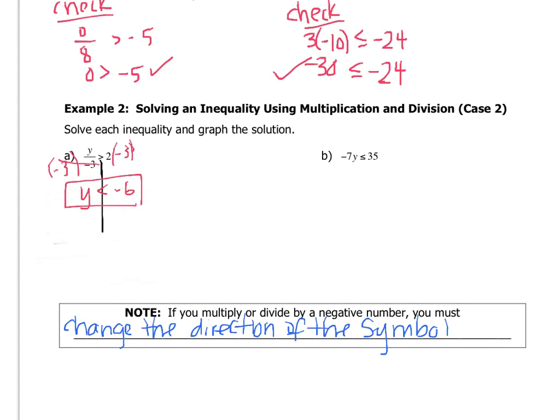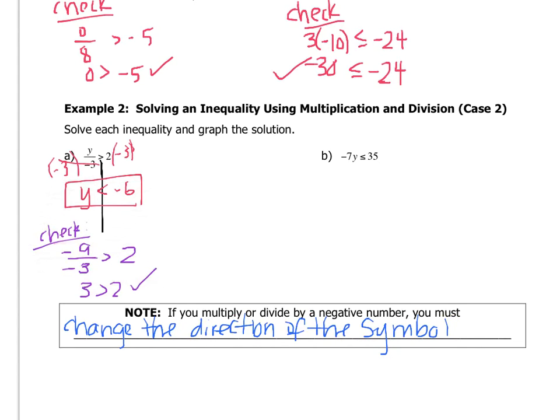So now let's check. And now I'm checking a number that's less than negative 6. So let's do negative 9. Now, I hope that you're realizing that I'm not picking negative 7, because negative 7 would not be friendly to divide. So if I get to pick the number, I'm going to pick a number that's friendly. So negative 9 divided by negative 3 is positive 3, and so that does check. So that's why you want to make sure to flip the direction of the symbol.